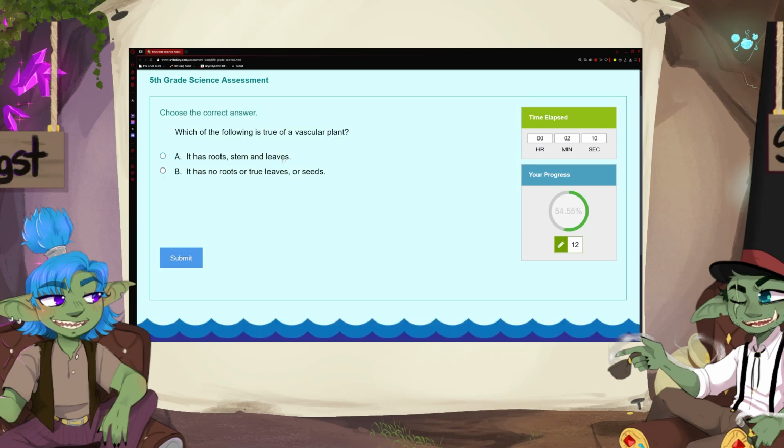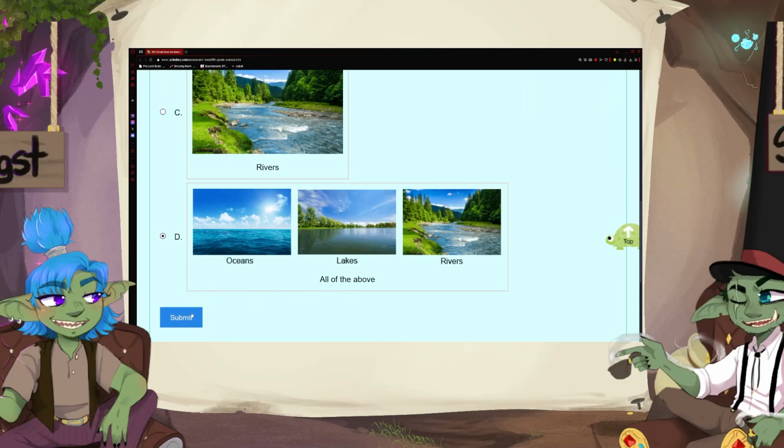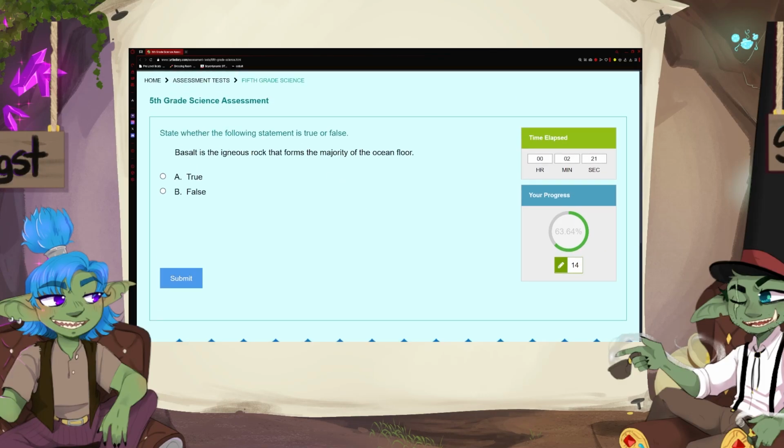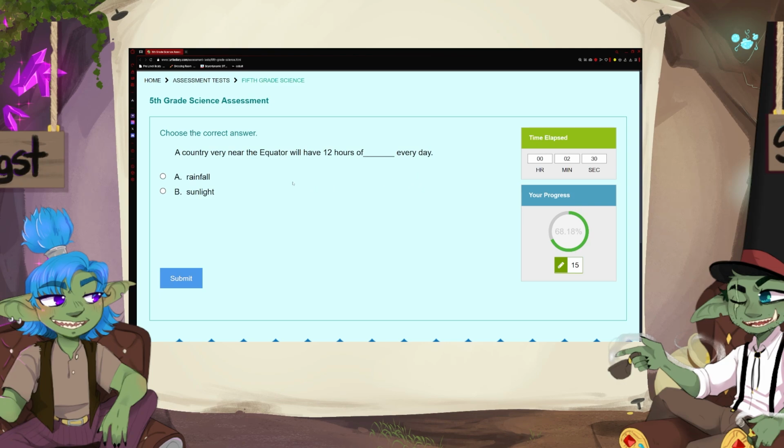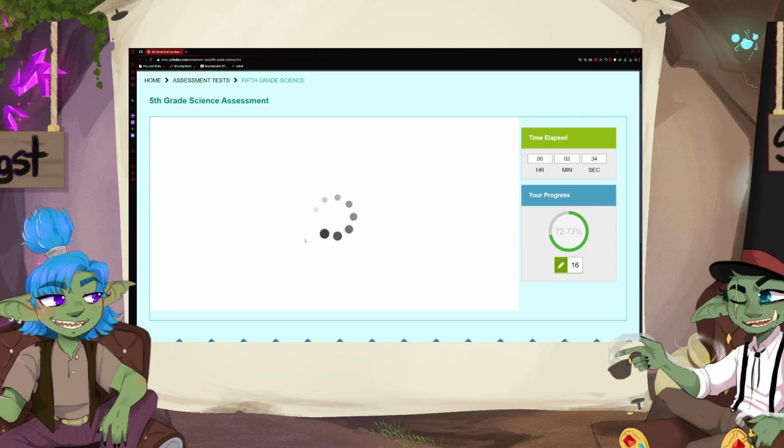It has roots, stem, and leaves. Yeah. This one was all of them. Basalt is the igneous rock that forms the majority of the ocean floor. True. But it's in the nether. But it is in the nether, and there's no ocean, there's a magma ocean. Steve wouldn't lie to me. Sunlight, not rainfall. Steve wouldn't lie.